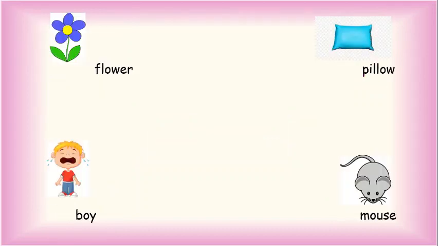Okay, now next we have flower, pillow, boy and mouse. Let's describe these nouns.